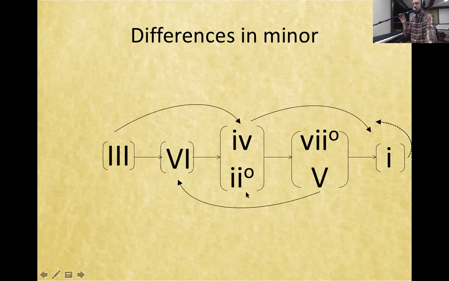So we've got deceptive motion from 5 to 6. So here's 1. 5 could go to 6. Ooh, beautiful motion there before coming around to a real cadence. 4 can go to 1. That's a really nice motion in minor. Right, 1, 4, 1.